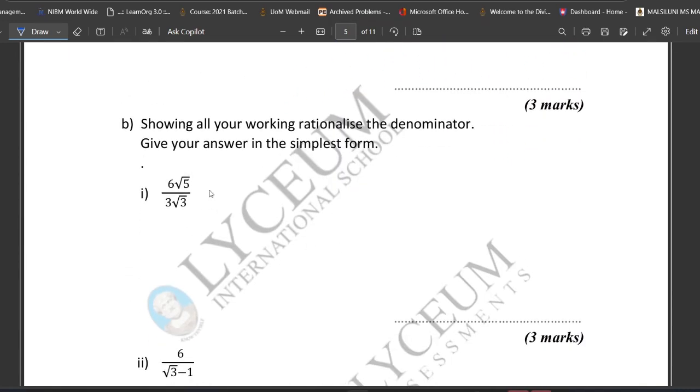Okay, now we have to rationalize the denominator. So to do that, we multiply both by root 3. So we get 6 root 15 over 3 times 3. One can be simplified like this. Now this is the final answer.